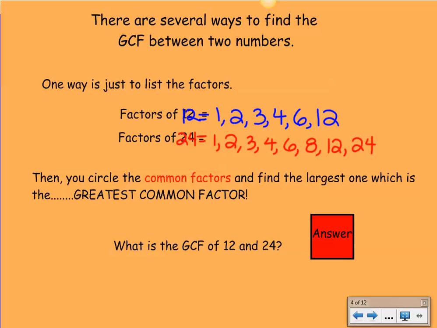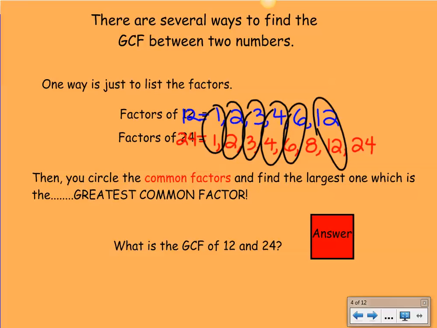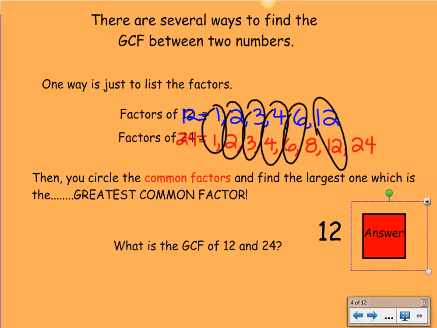Then you just circle the common factors and find the largest one that they have in common. So when I look at this, they have 1 in common, 2, 3, 4, 6, and 12. So the biggest one that they have in common is 12. That would be our answer. So the greatest common factor of 12 and 24 is 12.